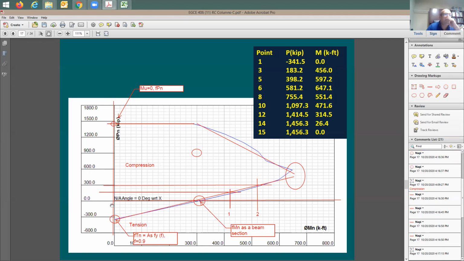So how about if I have a phi Mn demand of 400, like in here, and the assumed axial demand is going to be 1500? So now I have a demand of 400 moment and 1500 axial, so the point is going to be here. Is this good? Can my column support this combination of moment and axial demand on it? You can say no. Why? Because it's going to be outside of this envelope.